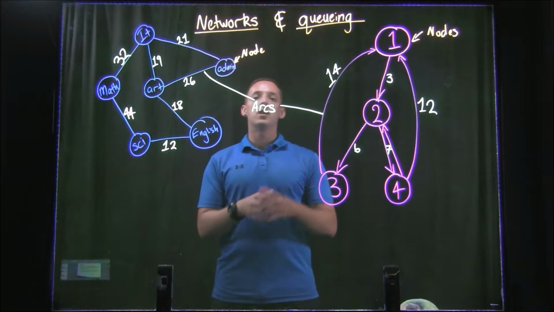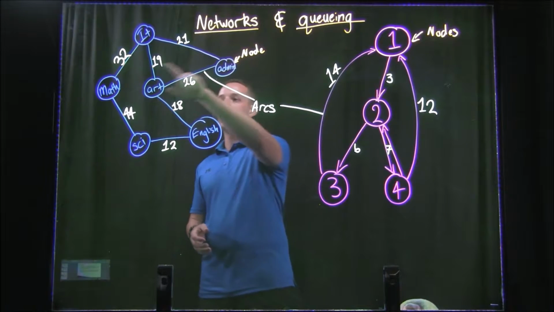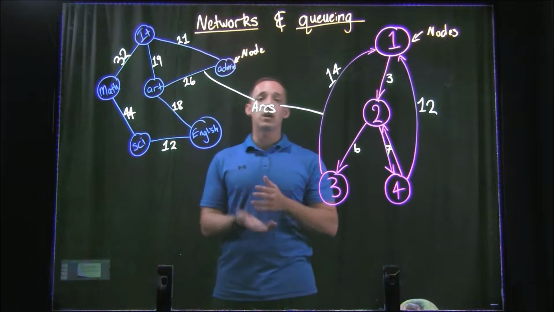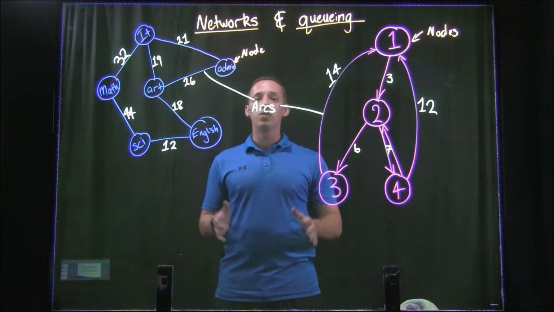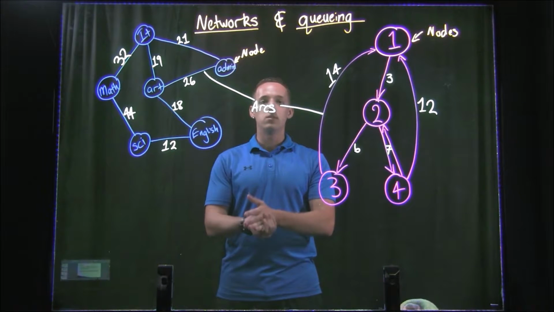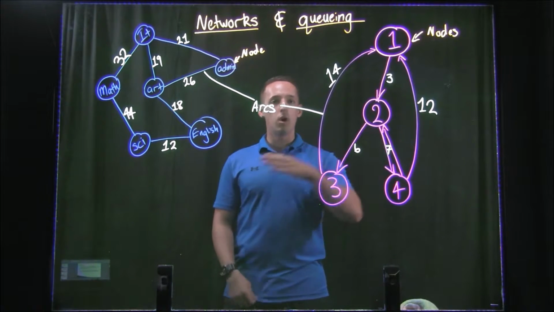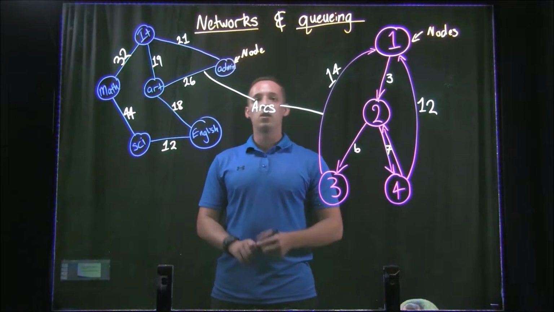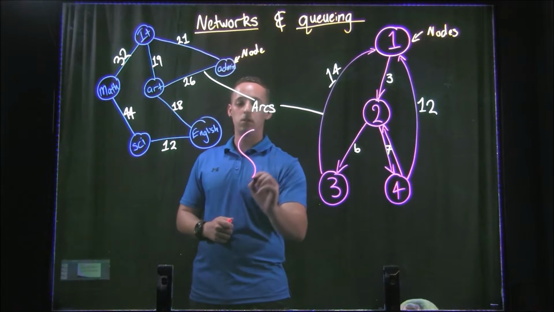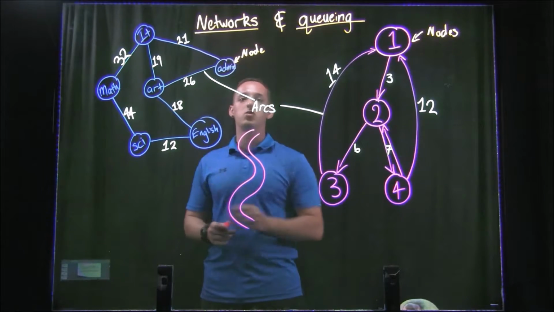It's important to note that a network is a simplified representation. So these straight lines do not mean it's a straight line between the buildings. We ignore things such as bends in roads, and we just look at the direct path between the two buildings. So here, science to English, it might be a windy road. It might look something like this. However, we represent it with a straight line.